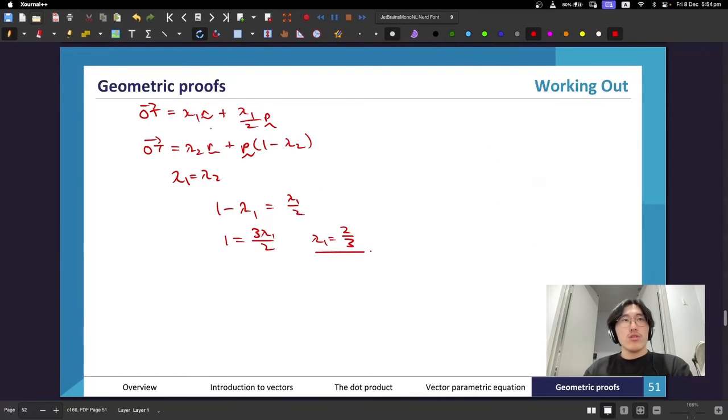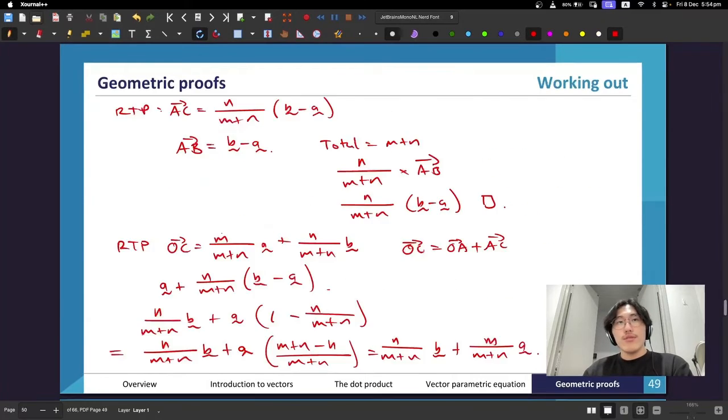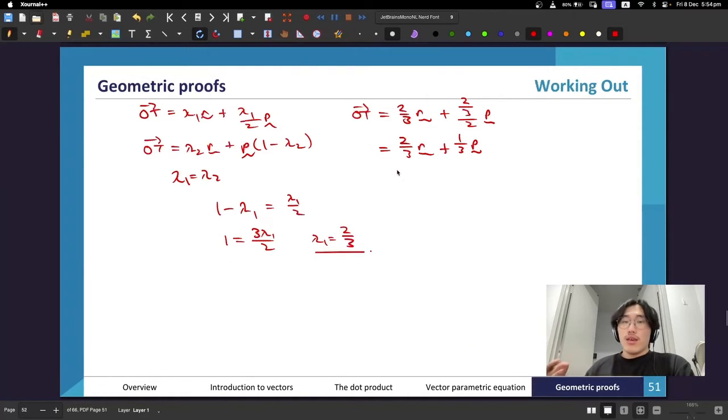And then let's check what OT actually is. So OT will be 2 on 3 R plus 2 on 3 divided by 2 P, which is the same as 2 on 3 R plus 1 on 3 P. Have we proved it? Yes, we have. You might think I just kind of pulled this out of nowhere, but again, this has been derived off of years of experience dealing with these kind of proofs.